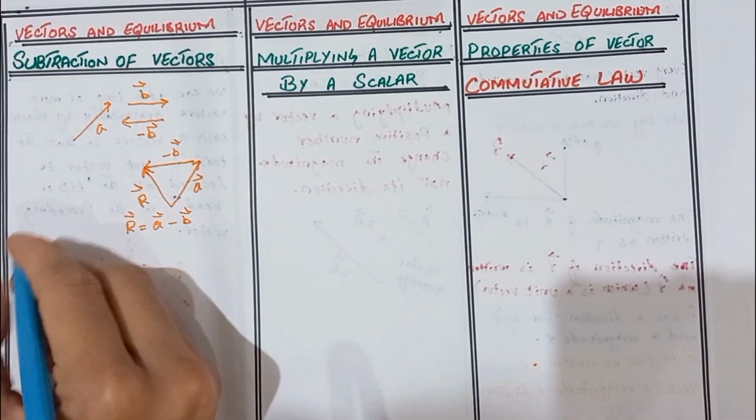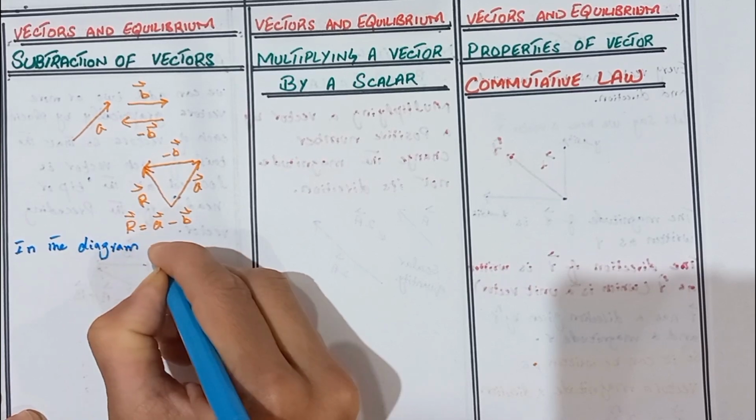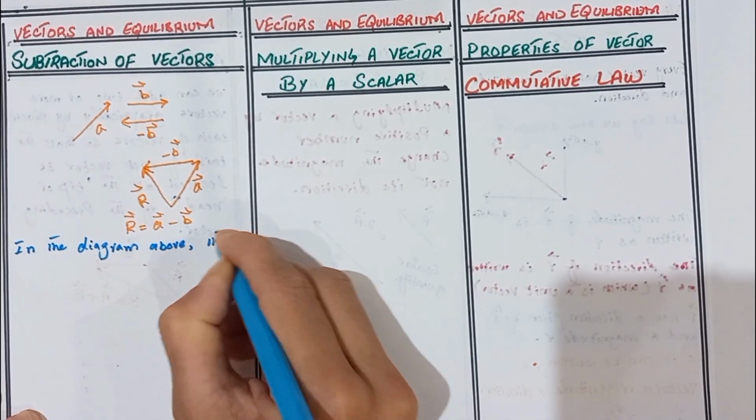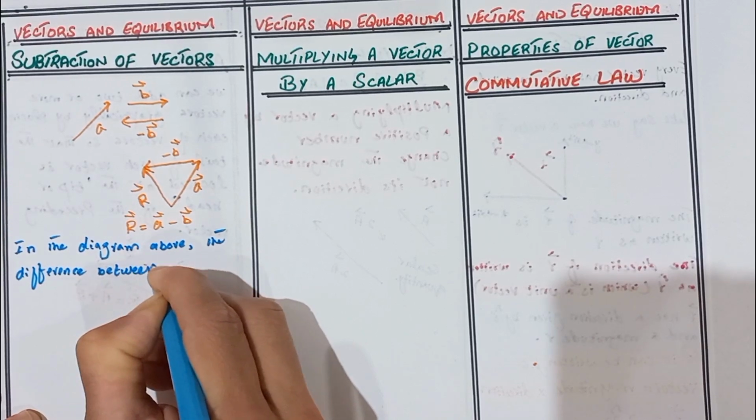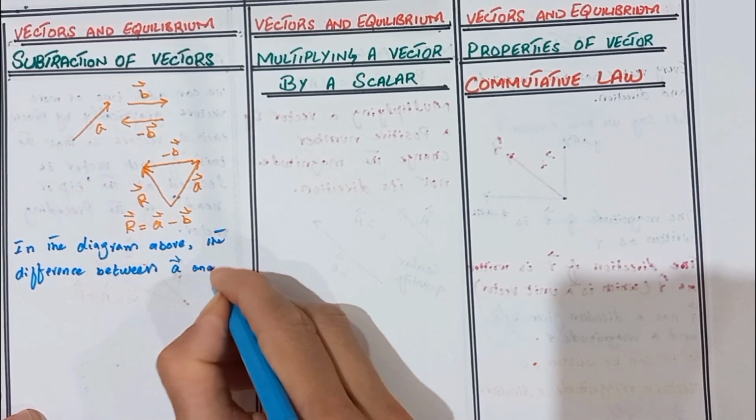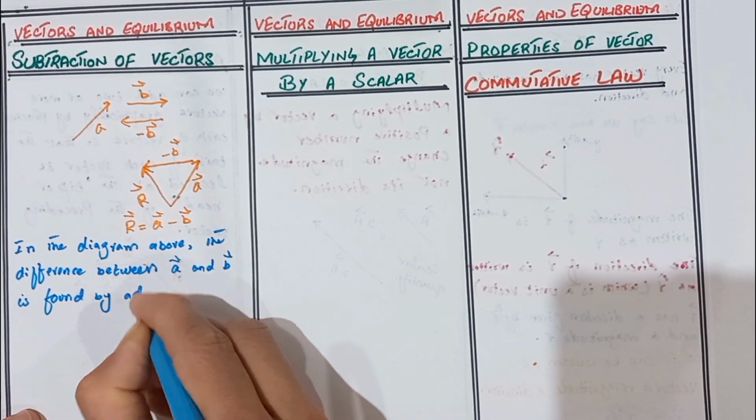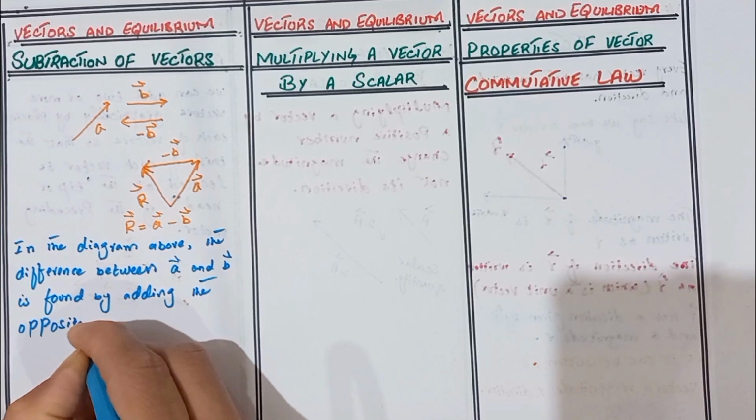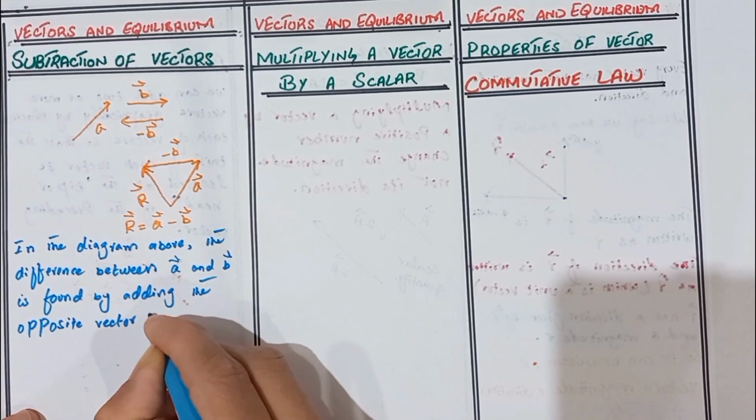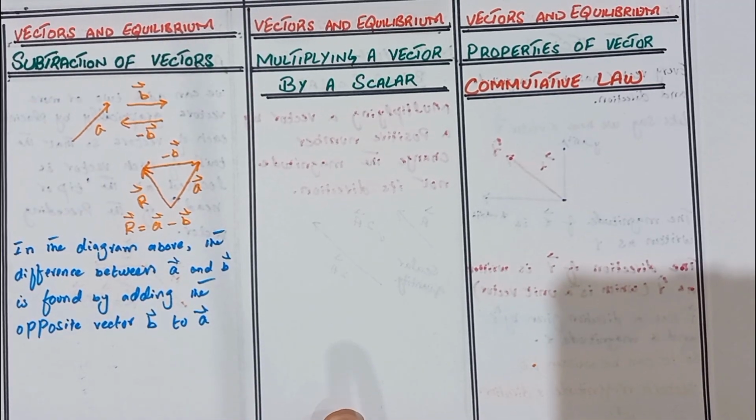So here we write that in the diagram above, the difference between vector A and vector B is found by adding the opposite vector B to vector A. This is how we subtract two vectors. This is called the subtraction of vectors.